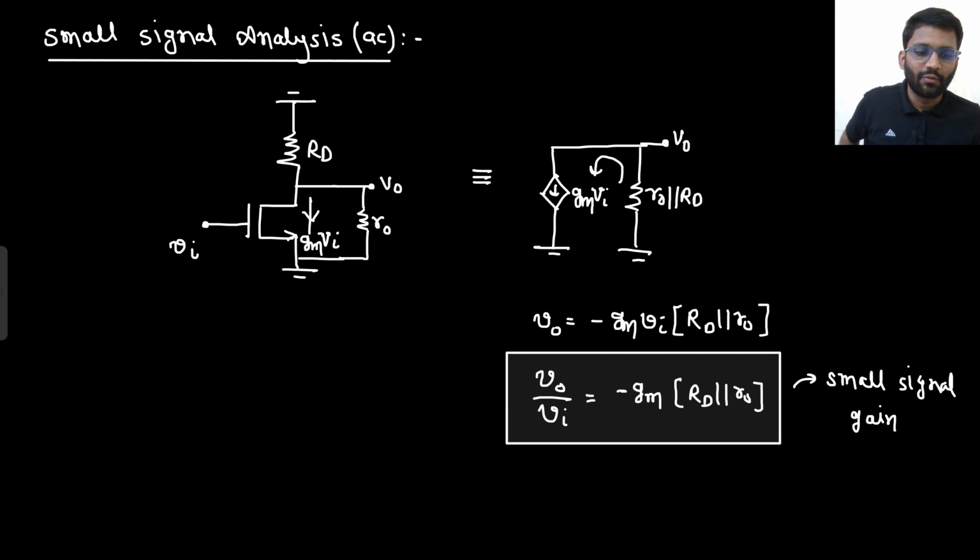That's it. What was the gain? Gain you will also remember. How? GMVI current is flowing. So the GMVI current will be flowing in RD and R0. So RD parallel R0, the GMVI current will be flowing. So gain will be minus GM RD parallel R0. That's it. Well and good.